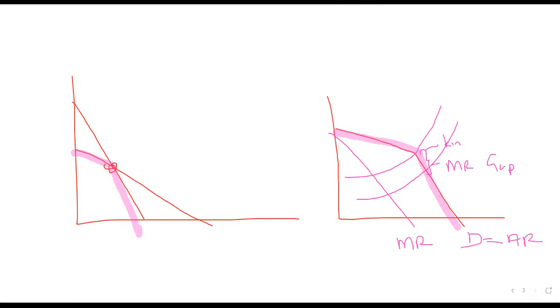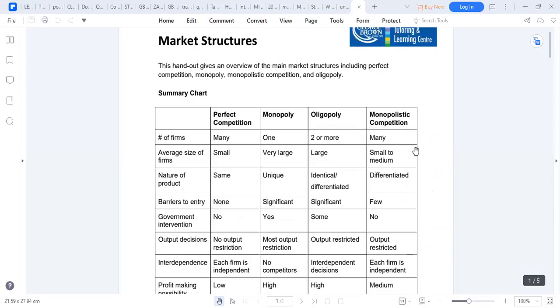So let's do a quick recap. Can you remember what has been discussed so far? Before we proceed, we can also look at monopolistic competition.